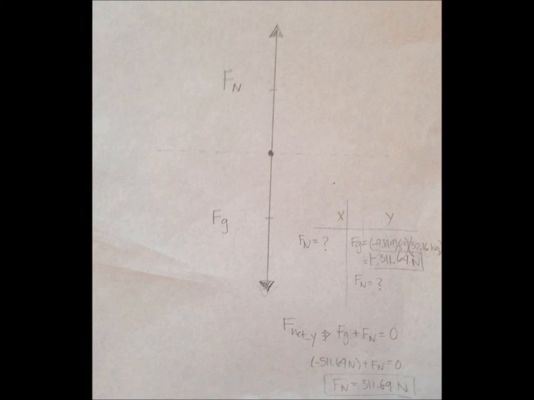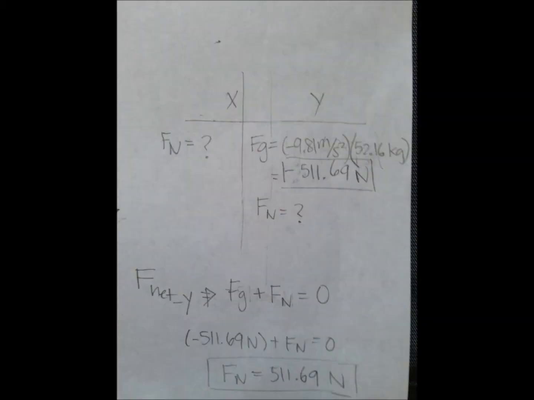To find the force of gravity, the object's mass, which was in pounds, was converted to 52.19 kilograms and was multiplied with acceleration, negative 9.81 meters per second squared, to equal negative 511.69 newtons.